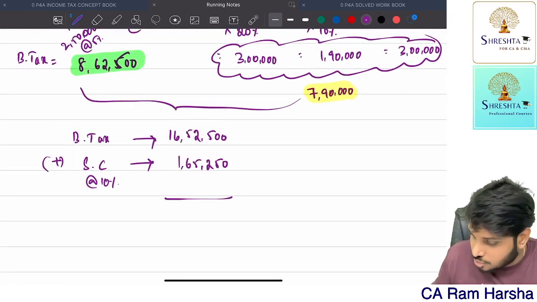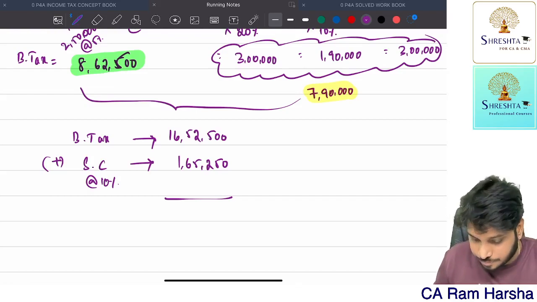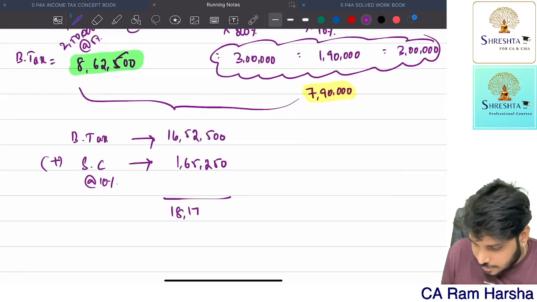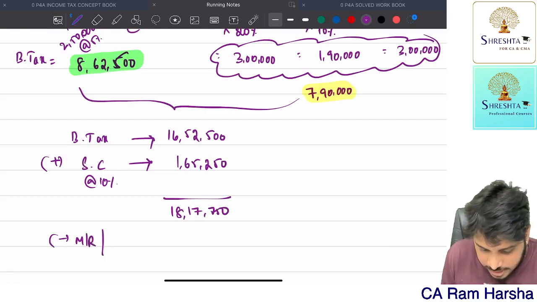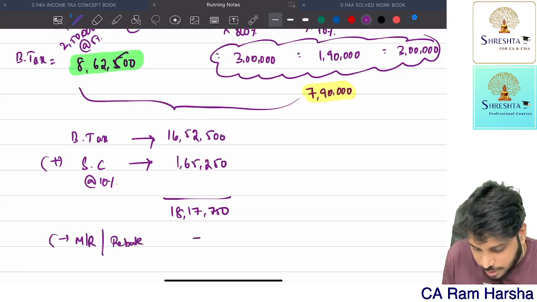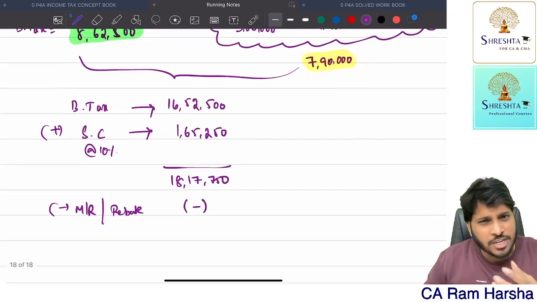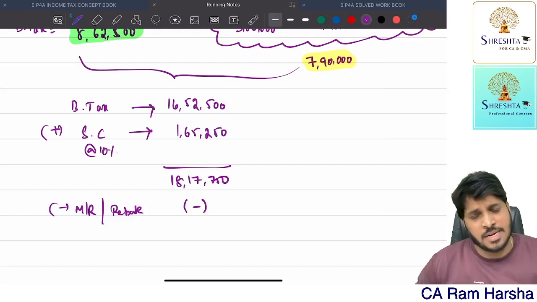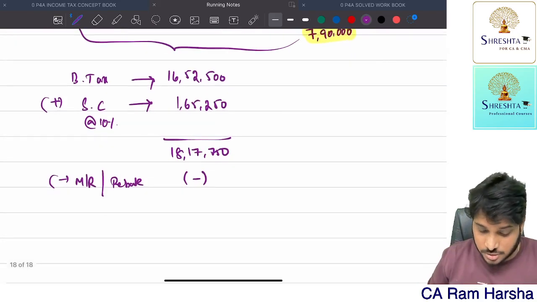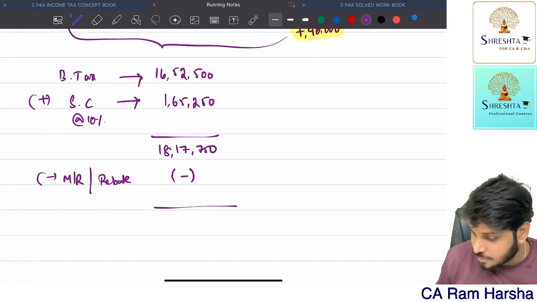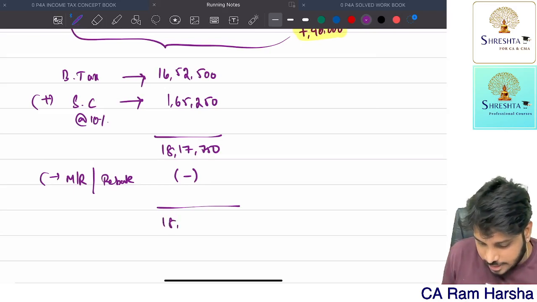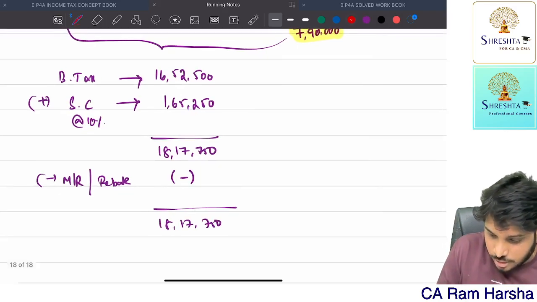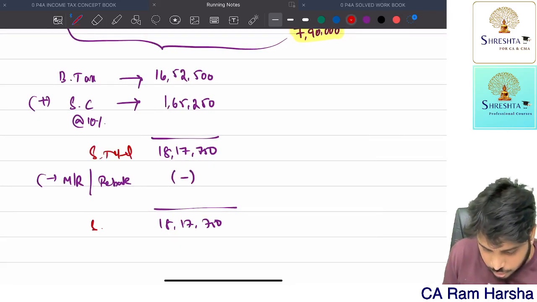Now subtotal is how much? Plus 10% is equal to 18 lakh 17,750. Minus, is there a marginal relief or any rebate? Both are not applicable in this scenario. 0. So what is marginal relief? What is rebate? I will get back to that as we continue, I will discuss. 18,17,750. Again, this is subtotal.